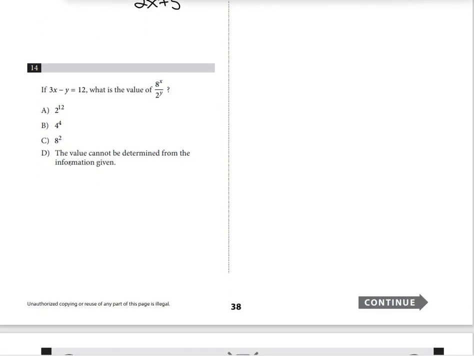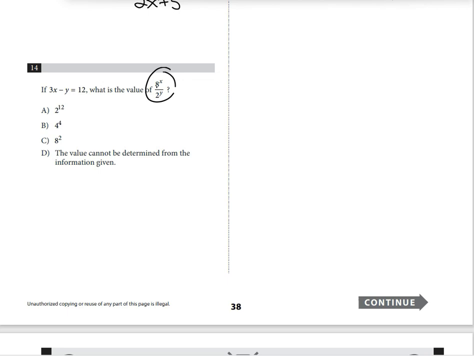So for 14, if 3x minus y equals 12, what is the value of 8 to the x power over 2 to the y power? So let's see if we can rewrite this a little bit. So we've got 8 to the x power, and we work with some of our properties of exponents.